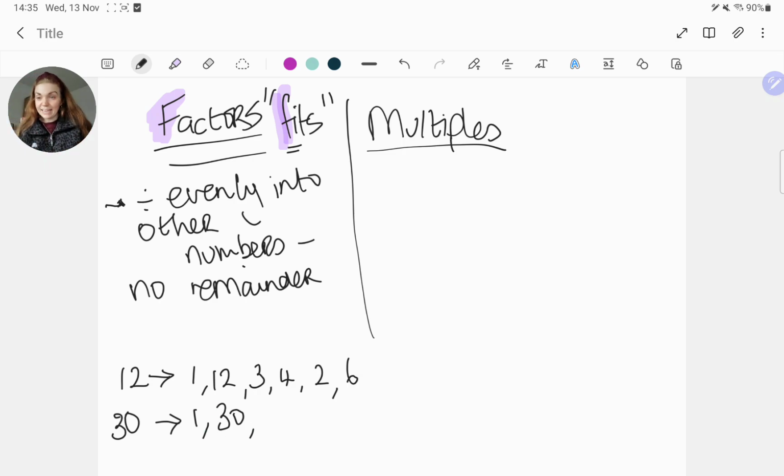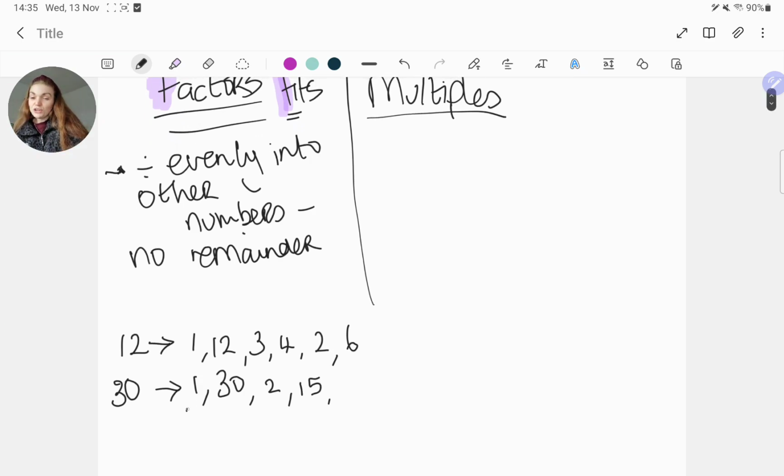1 and 30, again we're doing them in pairs. 2 and 15. Hopefully you got those so far. You also have 3 and 10. 4 doesn't, 5 and 6. 7 doesn't, 8 doesn't, 9 doesn't, and then we're back around to 10. So there's the factors of 30. Those are all the numbers that divide evenly into 30.